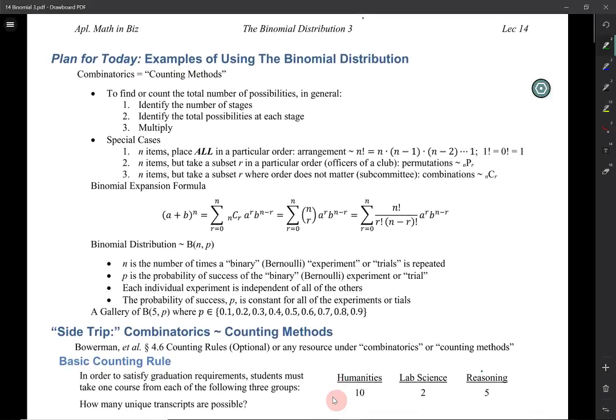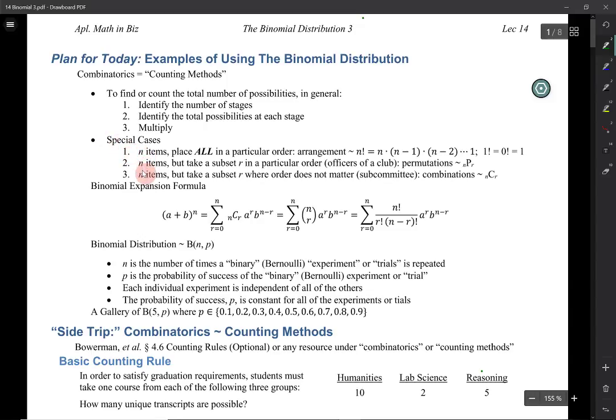So today we would like to talk a little bit more about these counting methods. Sometimes it's called combinatorics. In general, what you do is find or count the total number of possibilities. You identify the number of stages, you identify the total possibilities at each stage, and then you just multiply, and that's the total possibilities.